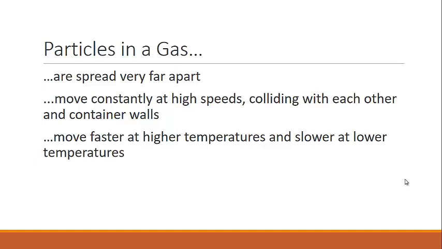So when I'm envisioning these particles in a gas, I'm envisioning particles that are really spread far apart. There's a lot of distance between those particles. And those particles are moving constantly in straight lines at very high speeds, about 1,000 miles per hour. And they're colliding with each other, and they're colliding with container walls. And their speeds are dependent on temperature, because temperature is a measure of that average speed. So as the temperature is cranked up, say in an oven, those particles are starting to collide with each other more often, and they're getting faster and faster.